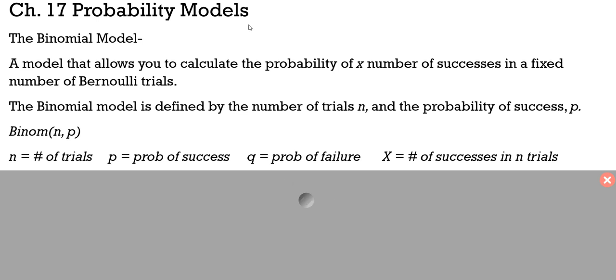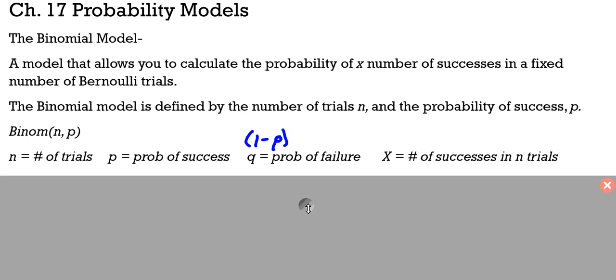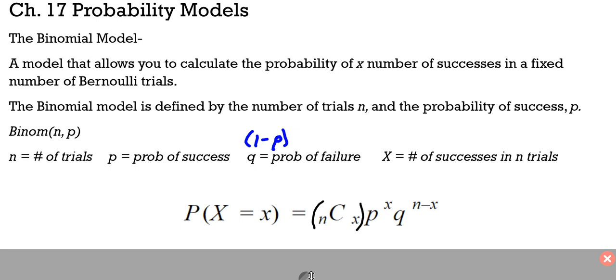And just a reminder that in our formula sheet from the College Board, Q is 1 minus P, right? They don't use Q. They use 1 minus P, but it's the same. So all these formulas may look a little different on the formula sheet, but they should be there. And then what it looks like is that.